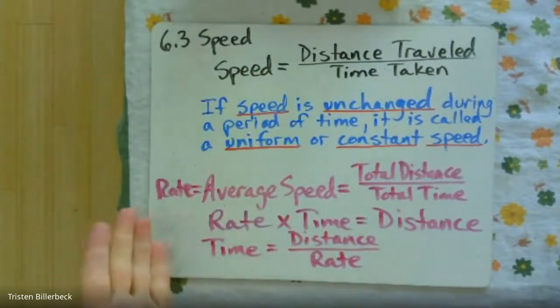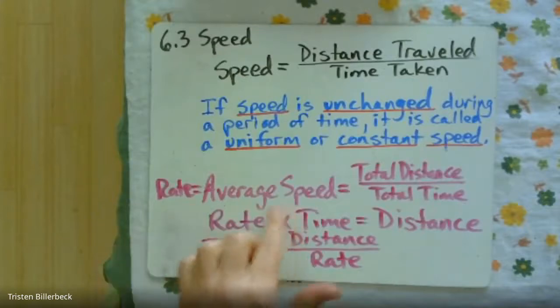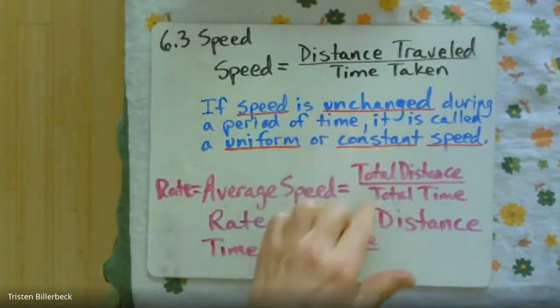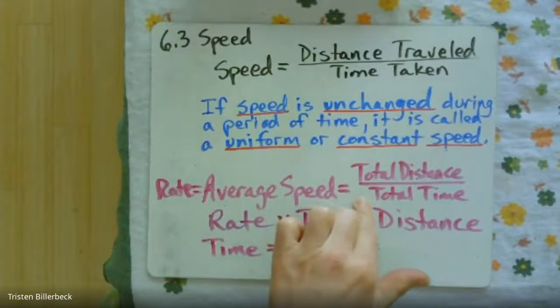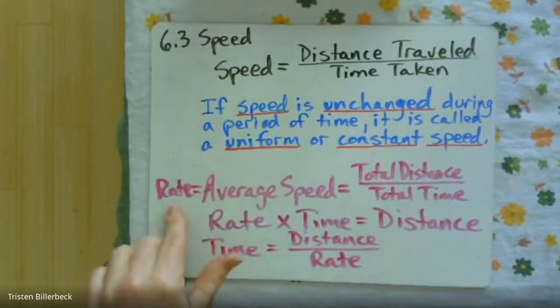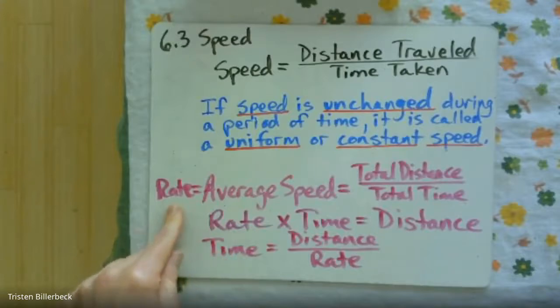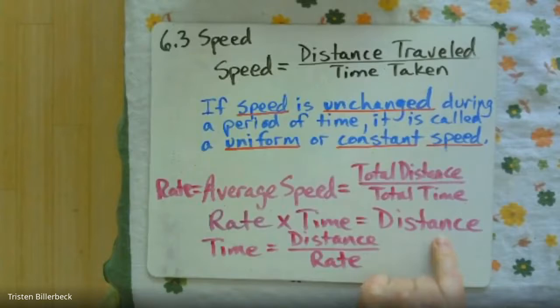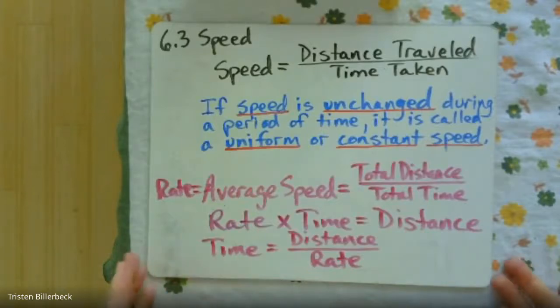We also have some very important formulas here. Average speed equals the total distance over the total time. Average speed is also an average rate. Rate times time equals distance, and time equals distance over rate. These are very important equations to remember.